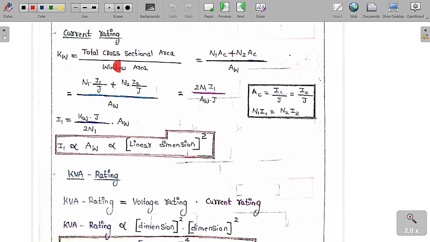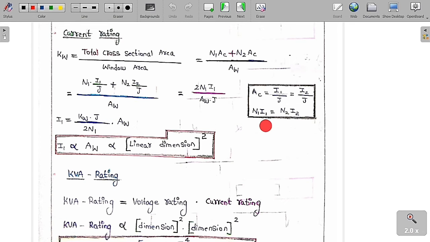So KW is the total cross-sectional area by the window area, which is N1 into AC plus N2 into AC, divided by AW. Now current density is equal to current per area. The area is common for both the primary and the secondary. Therefore AC is equal to I1 by J, which is equal to I2 by J. So in place of AC, I substitute I1 by J and I2 by J, divided by AW.